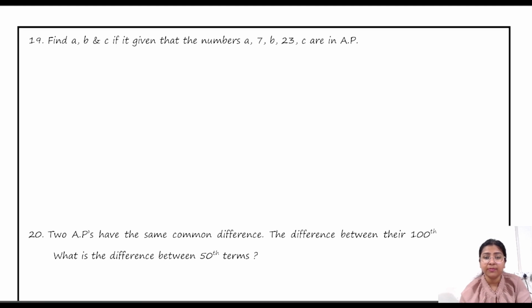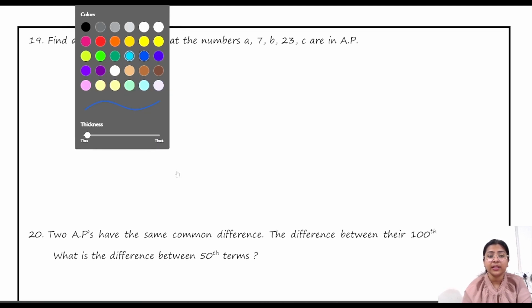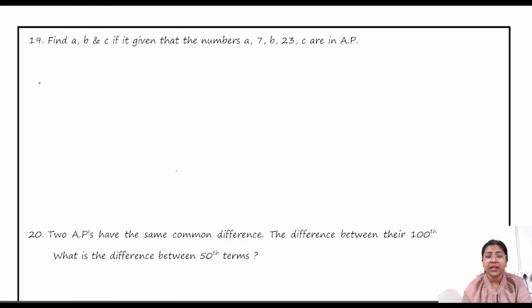Very easy question. We need to find out the value of a, b and c. If all the 5 terms are in AP, we can write 7 minus a is equal to b minus 7 is equal to 23 minus b is equal to c minus 23, because the difference between the consecutive terms is equal when the terms are in AP.